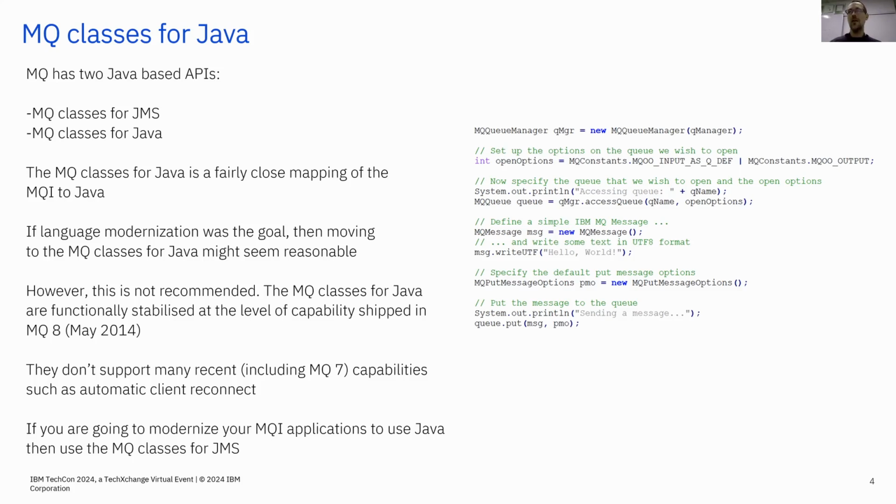However, we would recommend against that, and that's largely because the MQ classes for Java have been functionally stabilized. So we've not deprecated them. We're not planning on getting rid of them at any particular point, but they do not have the same level of capability as the MQI, and they do not have the same level of capability as the MQ classes for JMS. So we would not recommend using the MQ classes for Java unless you really have a very specific use case. If you're modernizing your applications from the MQI, then we'd recommend you go to the MQ classes for JMS.